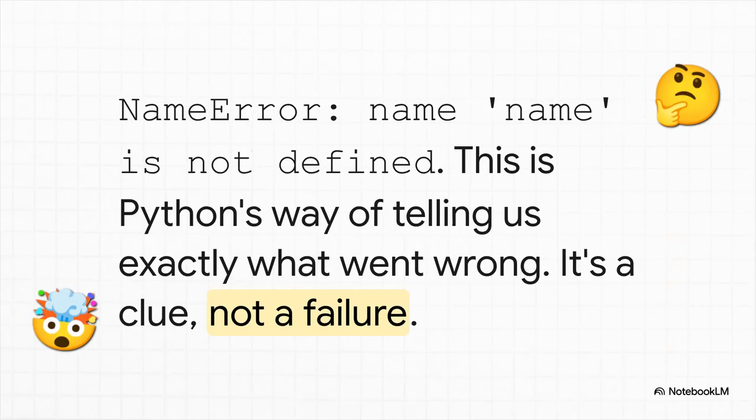Yes, this old friend, the infamous name error. If you've written even a few lines of Python, this probably looks painfully familiar. And it's so easy to see this wall of text and just think, oh, I messed up. But here's the thing. You haven't. This isn't failure. This is just Python trying to talk to you. It's a clue and a puzzle, and by the end of this, you're going to have the decoder ring.